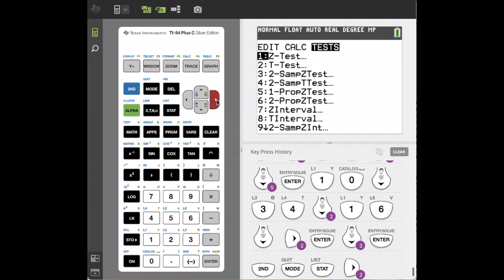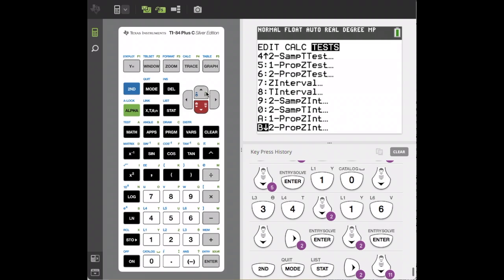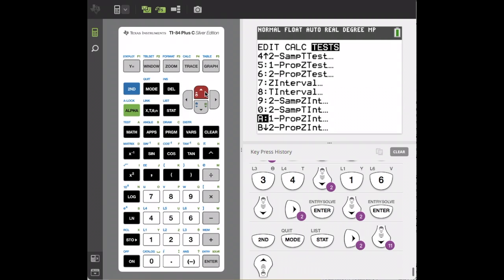So let's start with a one proportion z interval. So that's a one sample z interval for p. So if I scroll down here and I go to a 1-PropZInt. So to be clear, you are not choosing ZInterval. You are choosing 1-PropZInt. Any procedure that involves proportions, it should say prop on the option that you're choosing.